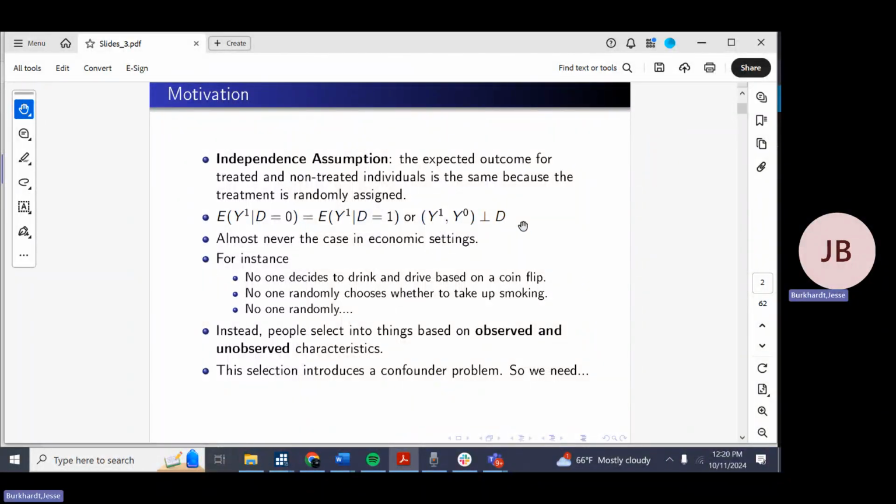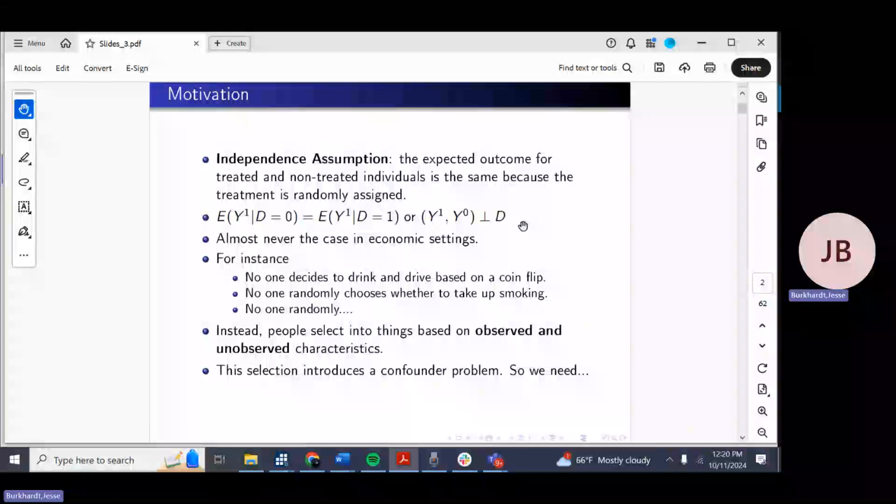Remember, that's almost never the case in economic settings unless you have a randomized controlled trial. For instance, no one decides to drink and drive based on a coin flip. No one randomly chooses whether to take up smoking. People don't typically randomly choose to do most things. Instead, people select into things based on observed and unobserved characteristics. So this introduces the selection problem, or confounder problem.